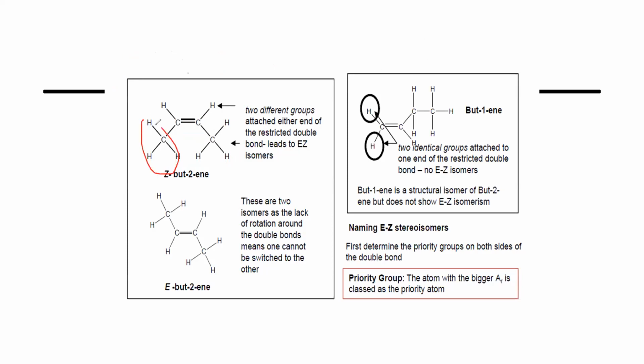So heavy groups are on the same side. That is why it is cis or Z. If heavy groups are on the opposite side, it is trans or E, the priority group. But for but-1-ene, there is no priority group because both are hydrogen, having the same mass. Is this point clear? The geometrical isomerism.